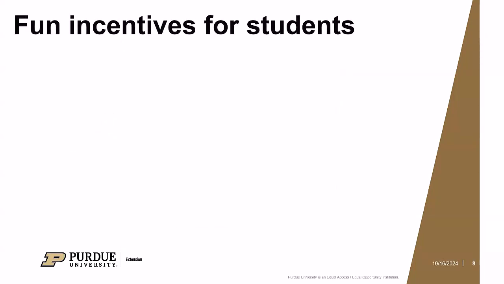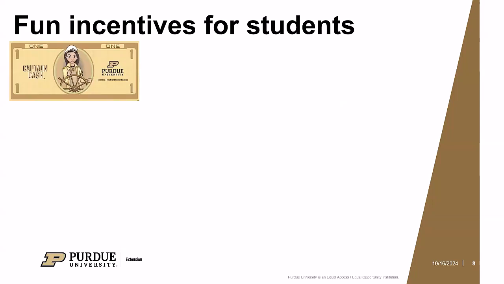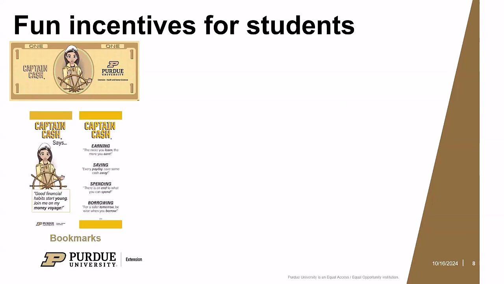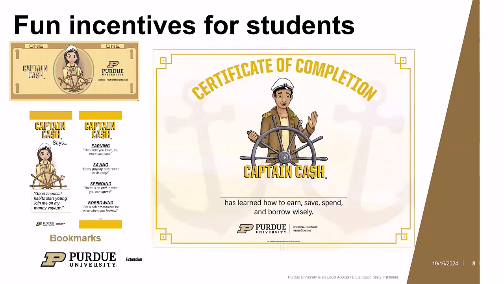On top of that, we have fun incentives for the students. We have dollar bills and $5 bills, and the $5 bill has the male Captain Cash. We have bookmarks, both male and female Captain Cash. And my personal favorite is this certificate of completion. The incentives are, for example, if somebody answers a question, but let me tell you, you're never going to have problems having people wanting to participate in this program.